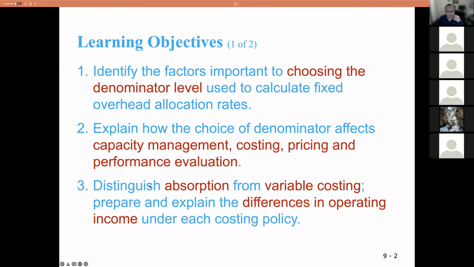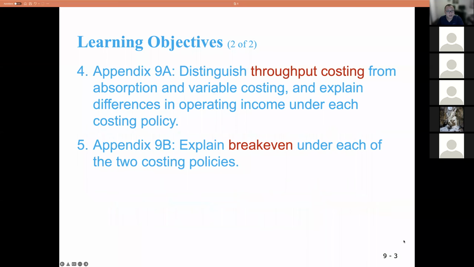So the third point is distinguish absorption from variable costing. What's the difference between these two types of costing? And we want to understand what the differences in the operating income are under the two different costing methods. So this number 3 will be the most important focus for today's lecture.